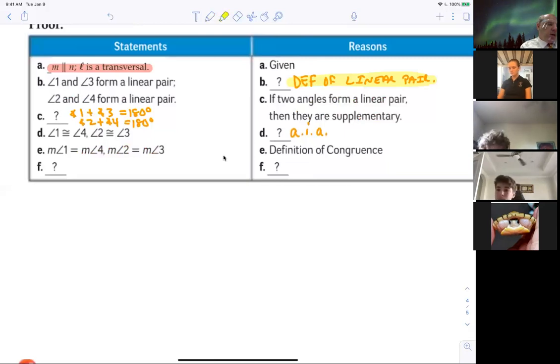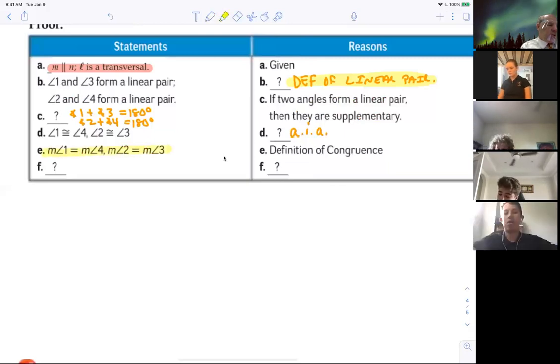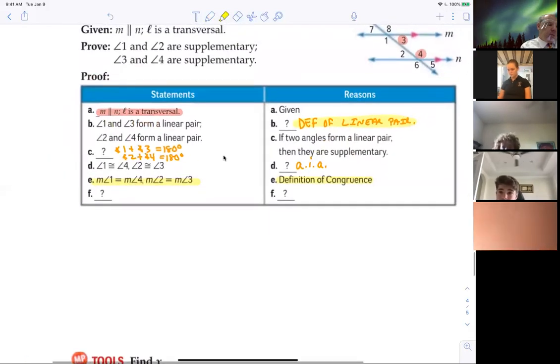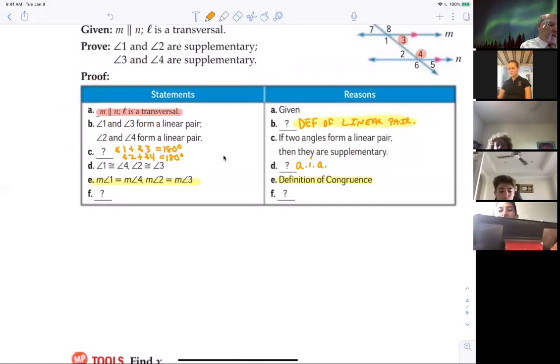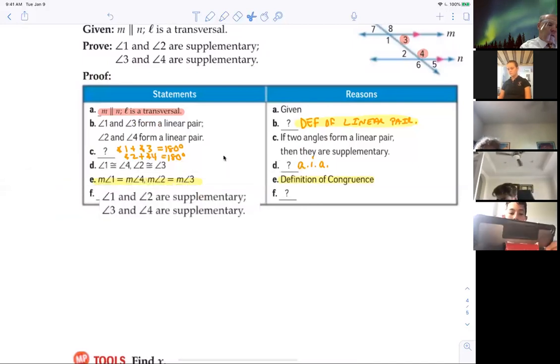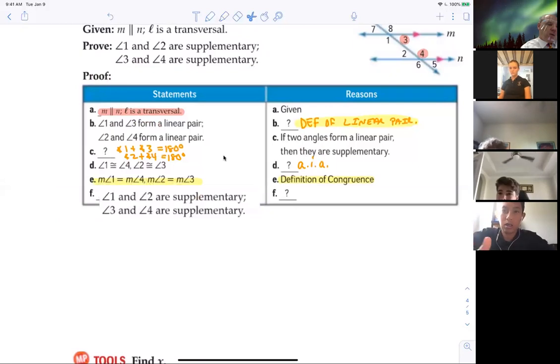All right. So now finally, we're real quick. Measure of angle 1 is equal to measure of angle 4. Measure of 2 is equal. That's definition of congruence. And then our final statement is to do what? Now, it says up here, angle 1 and angle 3 form a linear pair. So now we can say what? Look right here. Can't we just say that now? And we're using a what to do that?